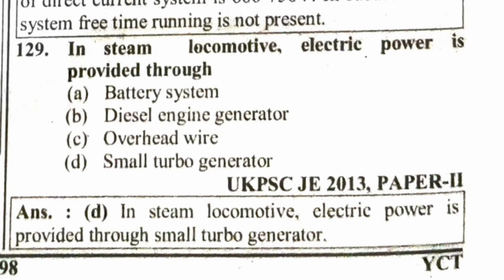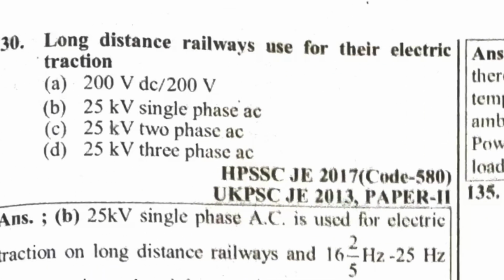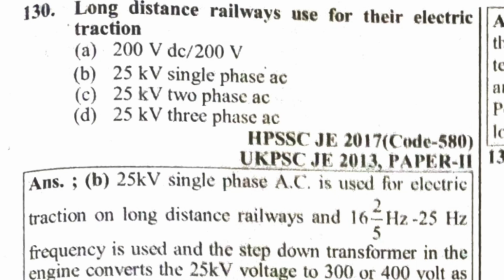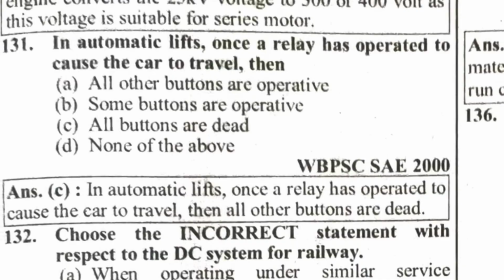In a steam locomotive, electric power is provided through a small turbo generator. Long distance railways use for their electric traction 25 kV single phase AC. In an automatic lift, once a relay has operated to cause the car to travel, then all buttons are dead.